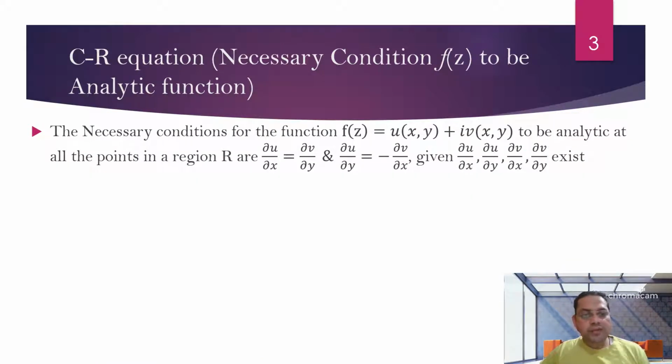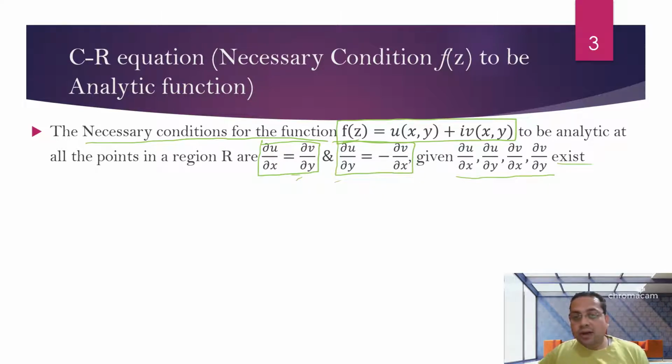Now, the necessary condition for a function to be analytic: if the function f(z) is equal to u plus iota v, then it must satisfy the two CR equations, del u by del x is equal to del v by del y, and del u by del y is equal to minus del v by del x. To prove this, we require that del u by del x, del u by del y, del v by del x as well as del v by del y exist. That means these first derivatives are continuous.